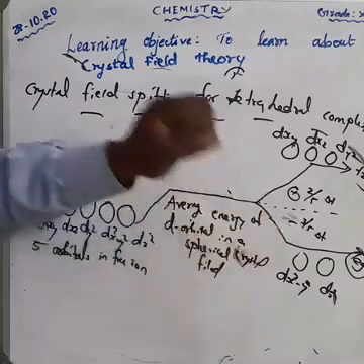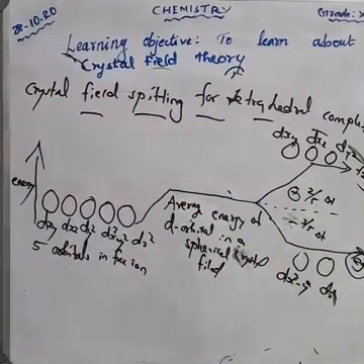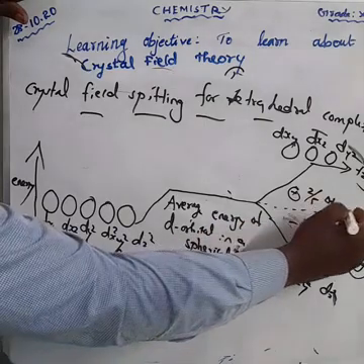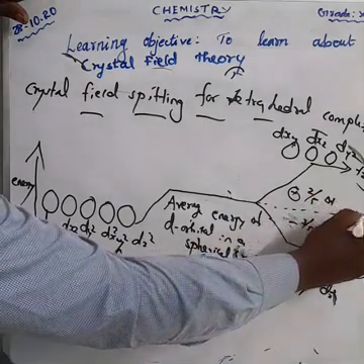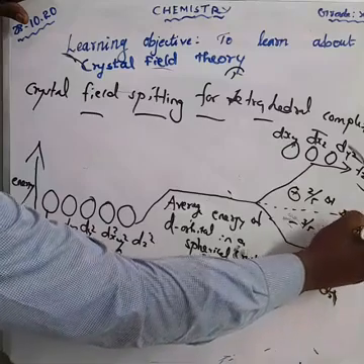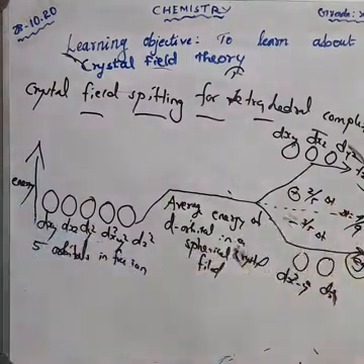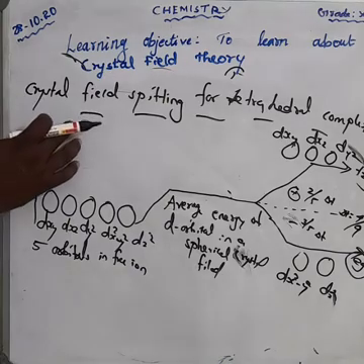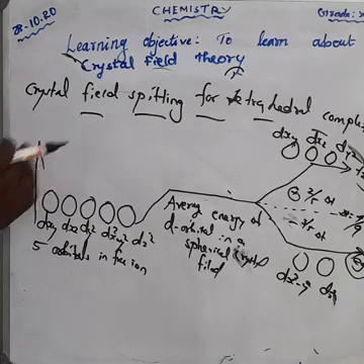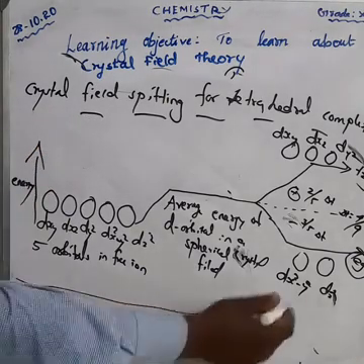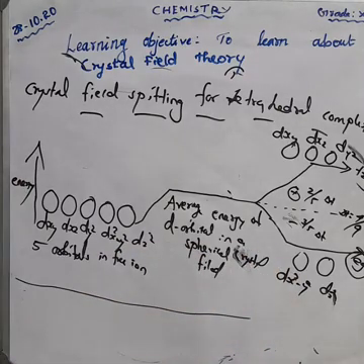Anyhow, you should learn that delta T is equal to 4 by 9 delta naught. This is about the 3-mark question: crystal field splitting for tetrahedral complex. You should draw the diagram. Don't forget to write the values also.